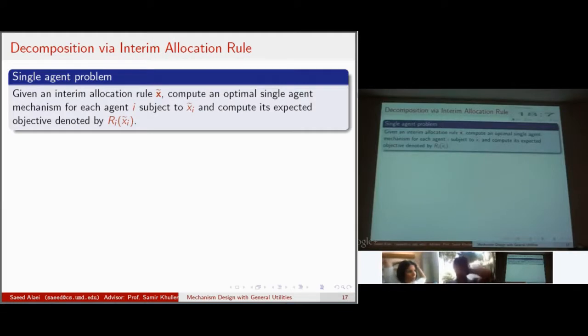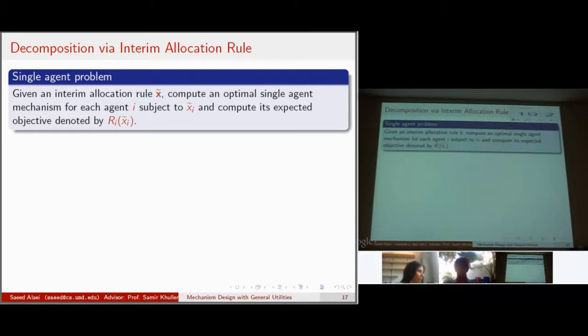Here is how we define the single agent problem. Given an interim allocation rule x tilde, we want to compute the optimal mechanism for agent i subject to the interim allocation rule being x tilde_i. We also want to compute the expected performance of the mechanism. For example, if it's revenue, we want to compute the expected revenue of the single agent mechanism subject to that interim allocation. And if that interim allocation rule is infeasible, R_i can be negative infinity. That's fine.